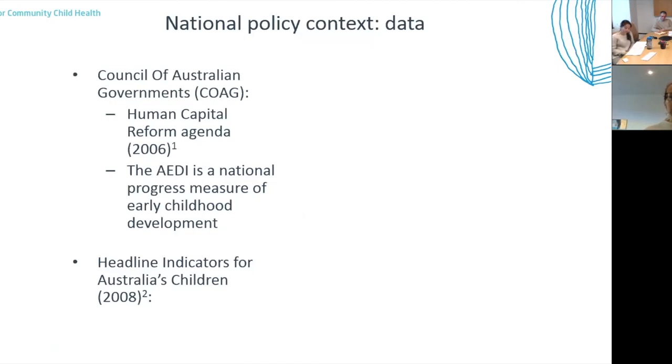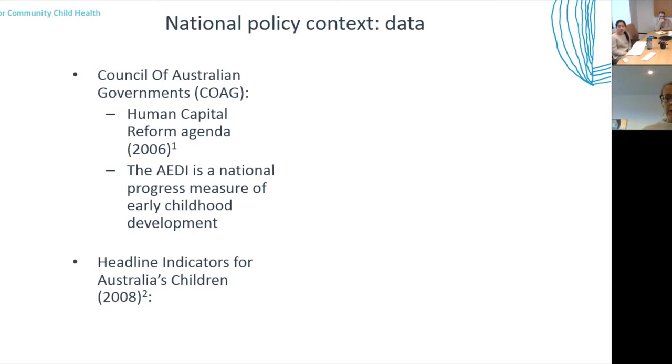So in Australia, and this is a brief little journey through Australian politics, the Council of Australian Governments is actually the heads of each of the states. Australia is made up of a number of states and territories, and they together can put forward rather large policy agendas. And they put together a human capital reform agenda in 2006, and embedded with that was the idea that what was then the AEDI, Australian Early Development Instrument, is a national progress measure of early childhood development, which was the first big win for us.